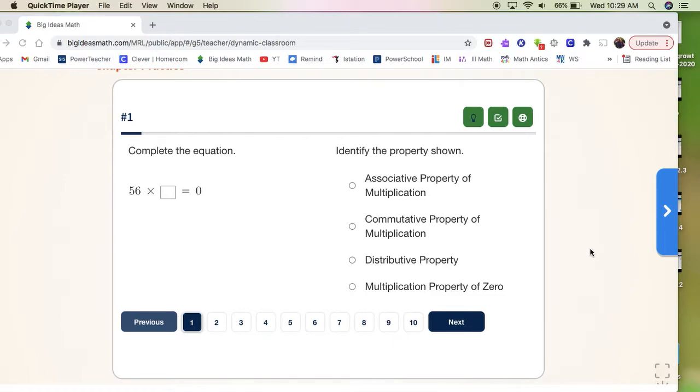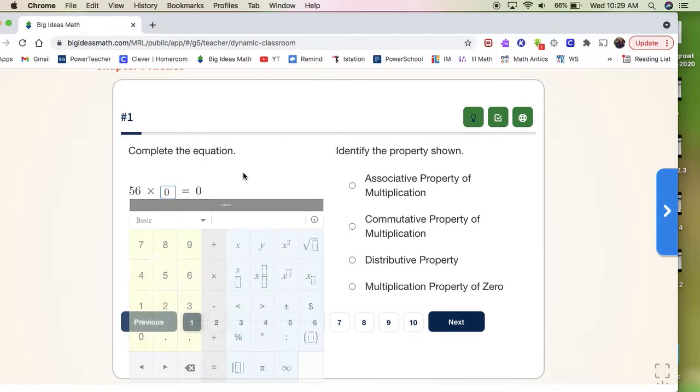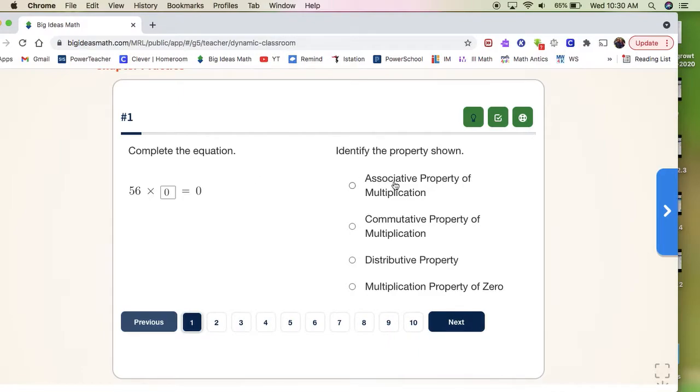All right, let's go ahead and get started on page 79, looking at number 1. It says to complete the equation. This is a review of our number properties. So first thing we need to do is fill in the blank here. So 56 times what times 0 equals 0. We know if we multiply by 0, our answer is 0. So we look at our different possible properties here, and we're looking for one that has to do with multiplication, and with the idea that if you multiply by 0, you get 0. And so that's going to be the multiplication property of 0. Remember, at any time you can stop the video and review.